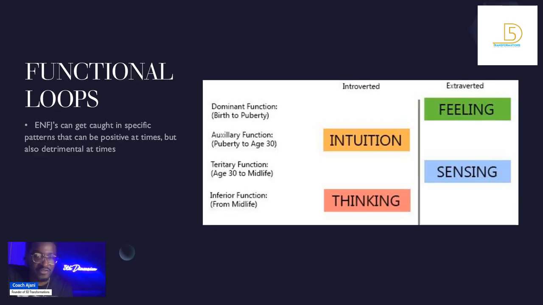You don't have the introverted sensing to pull you back into your groundedness. You don't have the introverted feeling to check in on how you feel. So you're just going and just trying to make the next best step based on what your feelings want. And that's when you get into a bad loop as an ENFJ.